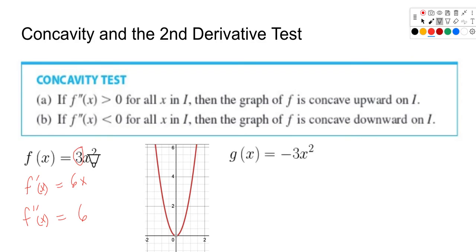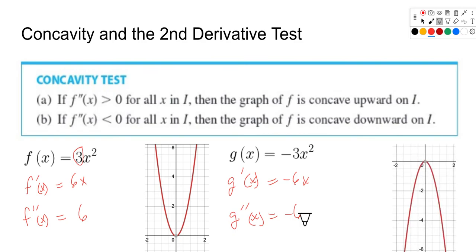If it's negative, what do you think it's going to give us? Concave down, because we take our derivative, we get negative 6x, and then the second derivative just gives us negative 6. That's always negative. And yes, just like you thought, it's going to give us a graph that's concave down.